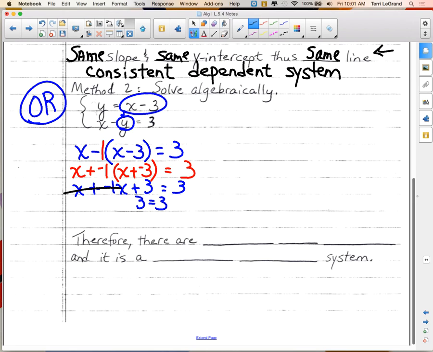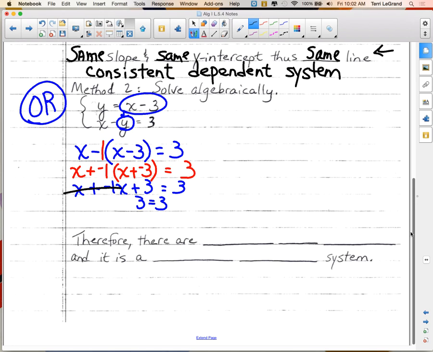The x you should eliminate. You have a positive x at the beginning. After you do the distributive property, taking negative 1 times x, you get negative 1x. We have a positive 1x. Added to it is its opposite, negative 1x. They cancel each other out. They eliminate. We end up with 3 equals 3.